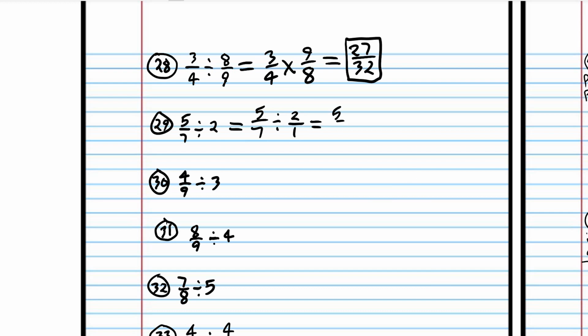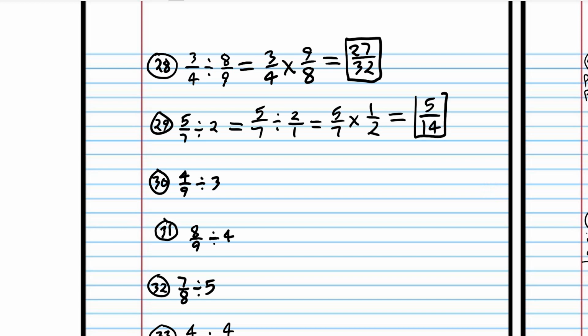There's 2 steps. You change the division sign to multiplication. You flip the divisor. It was 2 over 1, but now it's 1 over 2. And you multiply straight across. 5 times 1 is 5. 7 times 2 is 14.